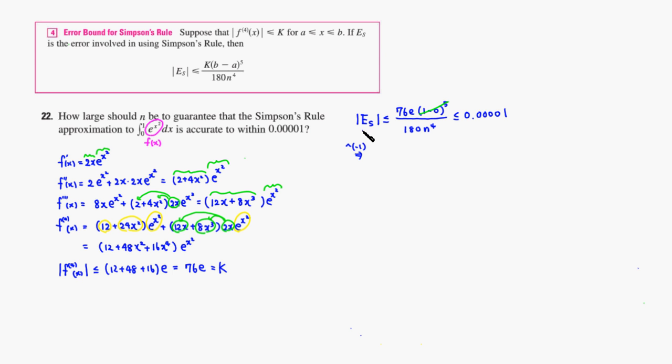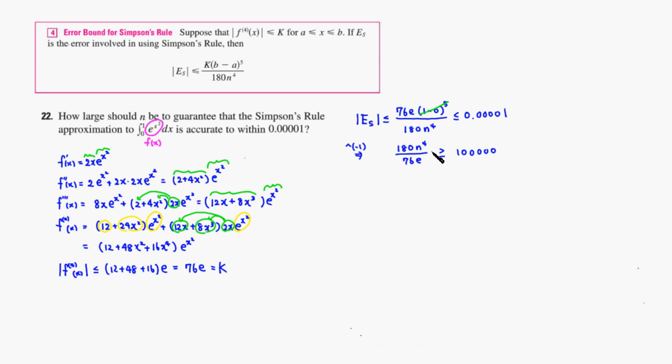So you have 180 n to the fourth over 76e, and this is going to be 100,000. The reciprocal of 0.00001 is 100,000. When you take the reciprocal of both sides, we have to flip the direction of the inequality. So it's going to be greater than or equal to.